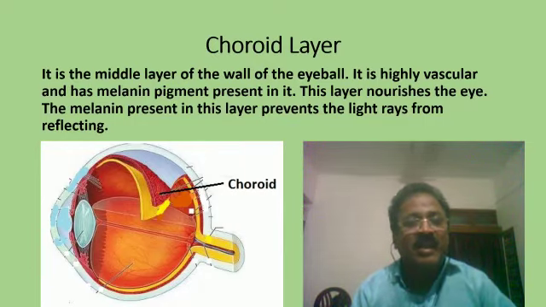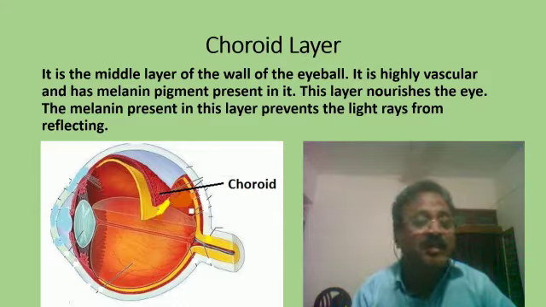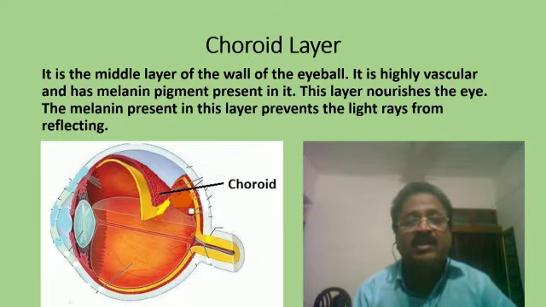The second layer of the eyeball is called the choroid layer. It is the middle layer, and it is highly vascular and has melanin pigment present in it. This layer nourishes the eye. That is the main function of the choroid. It nourishes the eye because it is highly vascular. It has enormous blood capillaries that bring the nutrients and oxygen for the eye. The melanin present in this layer prevents the light rays from reflecting.